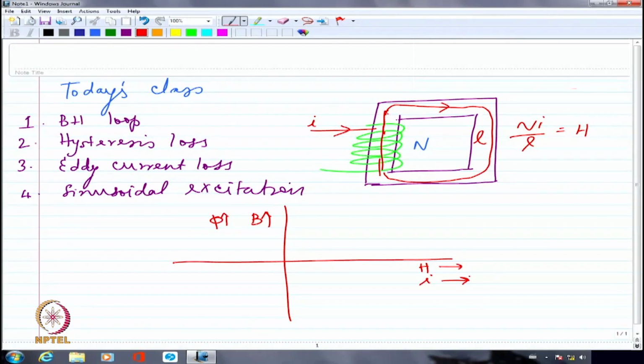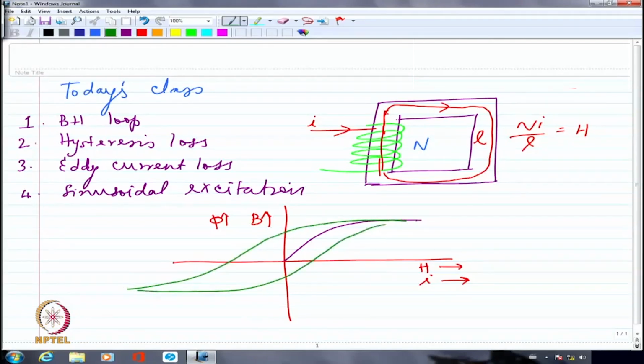When I plot it like that, if it had been a new sample of iron, it would have followed a plot like this. But from here, when I am trying to reduce the current, it will follow a plot like this and then it will go back somewhat like this. This is how it is going to be. So we call this the BH loop.